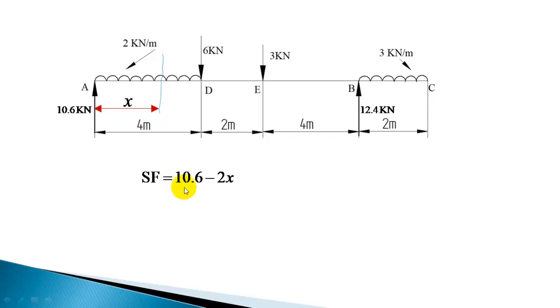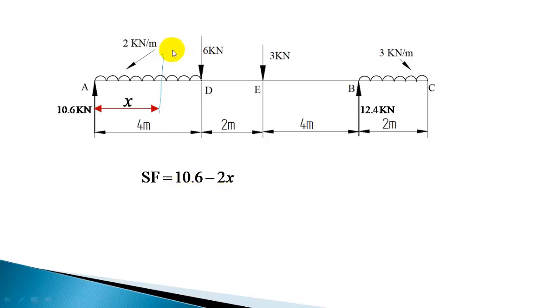So this is the equation for shear force for the section AD. Any section in between A and D you can calculate the shear force using this equation. I have written this equation only to show that the variation is linear in this section. Shear force variation is linear. It gives a straight line equation.